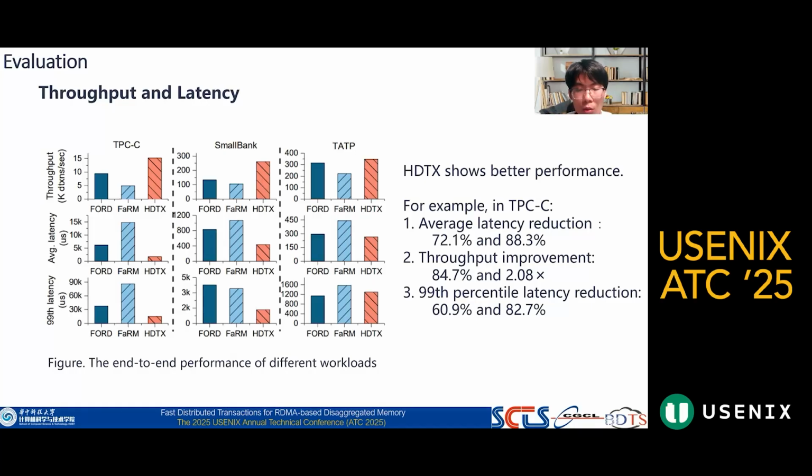This figure shows the end-to-end performance of each transaction system when using the 3 macro workloads. Compared with Ford and FARM, HDTX significantly reduces the average latency, improves its throughput, and reduces its tail latency of TPCC and small bank. For TATP, HDTX and Ford show comparable performance because most transactions in TATP are read-only, and both systems allow all backup memory nodes to serve read requests for high throughput.